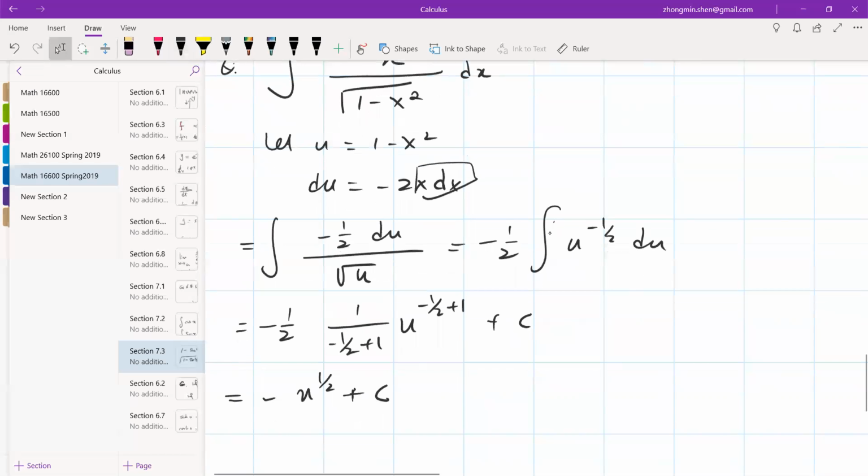So we get, you replace u by 1 minus x squared, plus constant. So this is the answer.